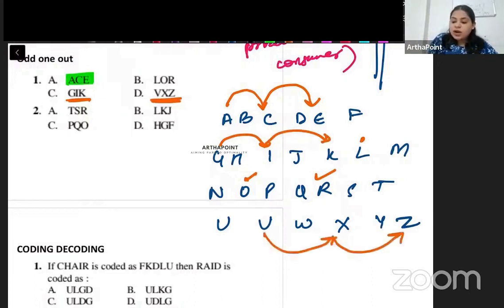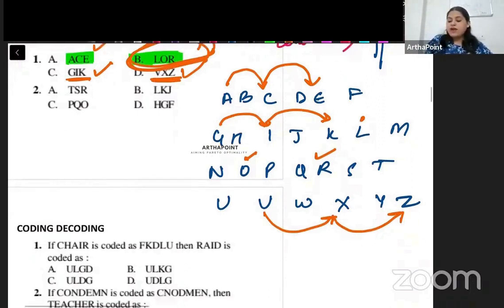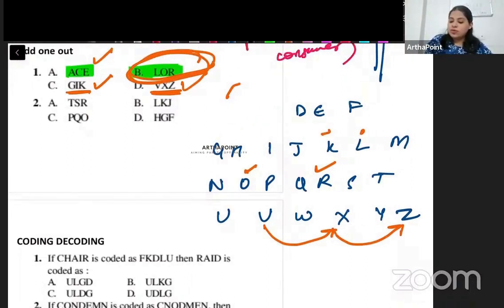So beta, the odd one out is LOR. In all the remaining 3, you're skipping 1. But here you're skipping 2 each. So this is the odd one out. I hope this is making sense. Acha beta, next question dekho. Again, you have to identify the odd one out. So ek baar dekh lete hain.